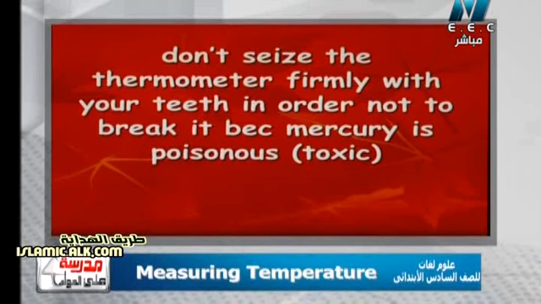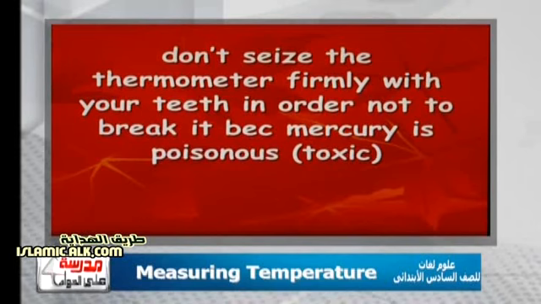So now I have a very important nota bene. A very important note. Let us read it together. Don't seize the thermometer firmly. That means I can't put the thermometer in a patient's mouth and bite down on it hard with your teeth, in order not to prick. But what if it breaks, what's the problem? No, it's very dangerous. Very dangerous, because mercury is poisonous.